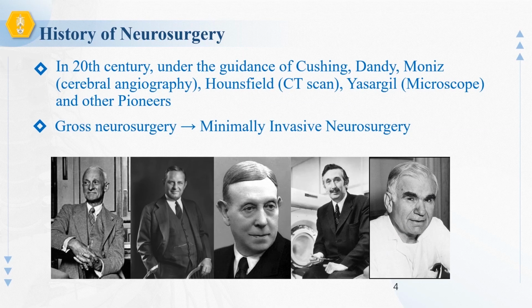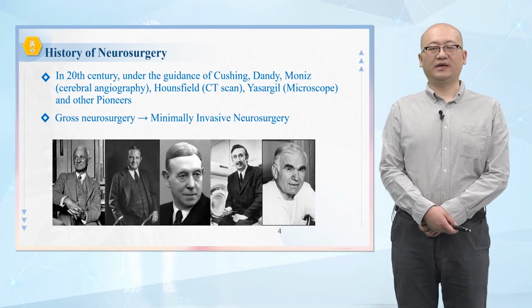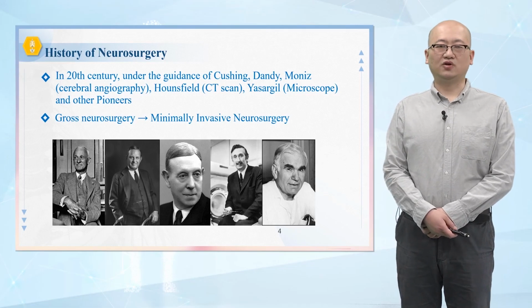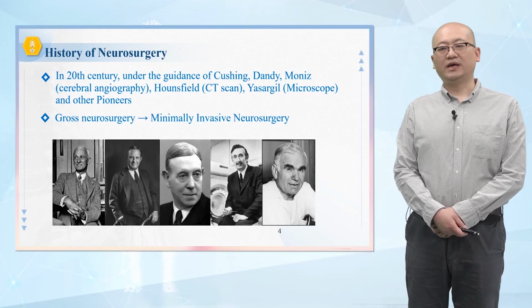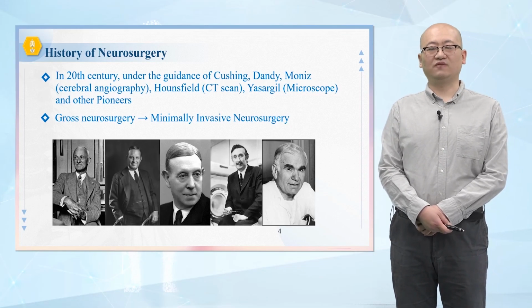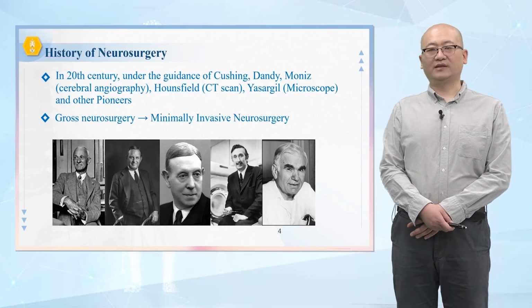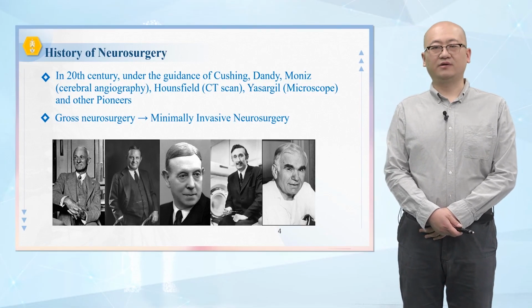In the 20th century, under the guidance of Cushing, Dandy, Moniz, who invented cerebral angiography, Hounsfield, who invented the CT scan, and Yasargil, who developed the microscope in neurosurgery, and other pioneers, neurosurgery has moved from gross neurosurgery to minimally invasive neurosurgery. People try to see the brain and its structures more and more clearly.